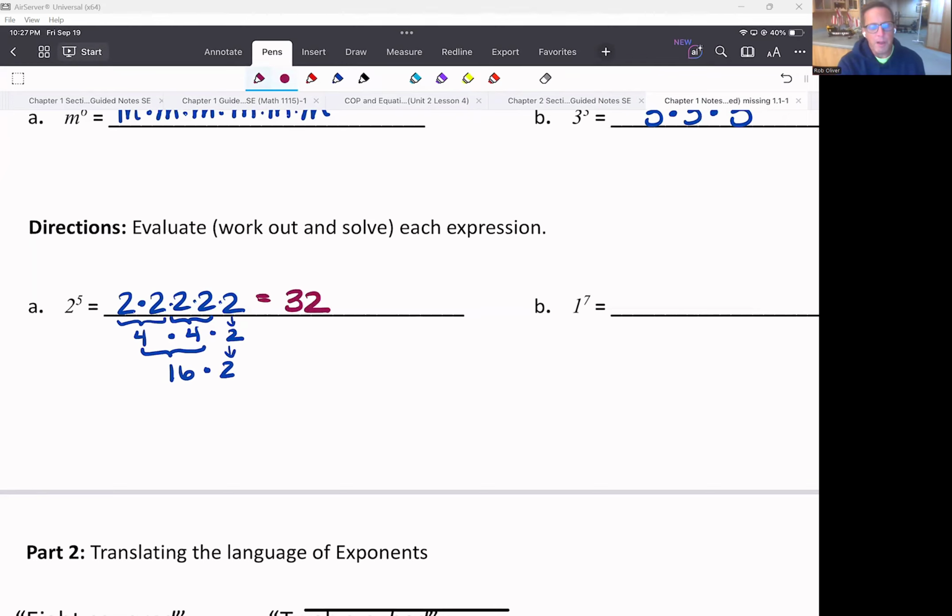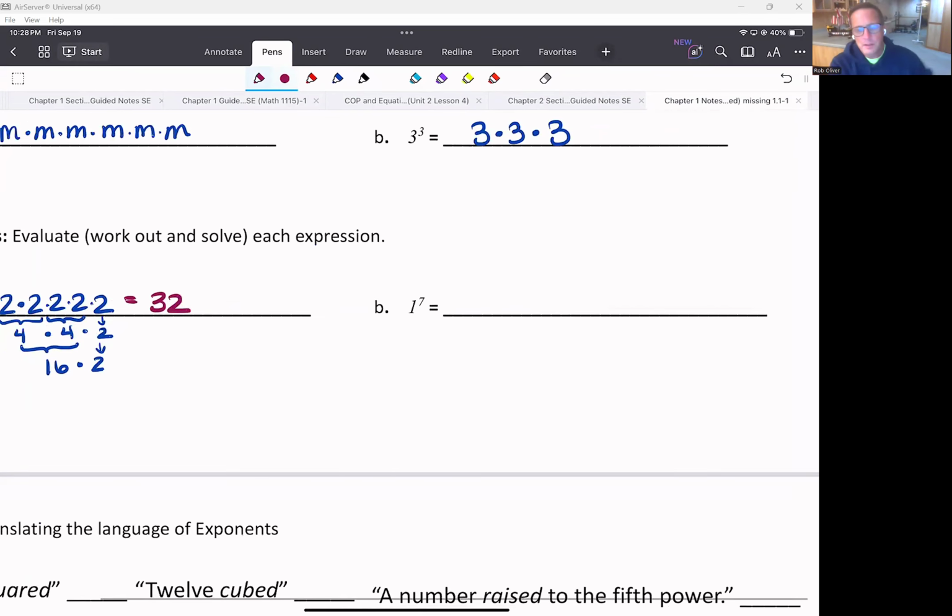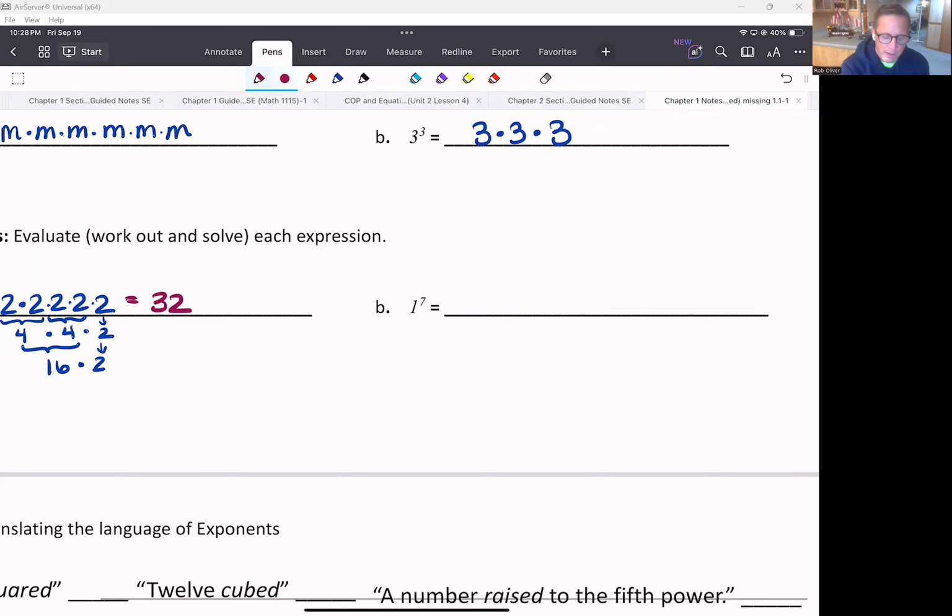So 2 to the 5th power is 32. And then 1 to the 7th power. It seems like it should be 7, right? But it's not. The perfect way to debunk that is just to expand it. 1 times 1 times 1, 7 times. Yeah, 1, 2, 3, 4, 5, 6, 7.